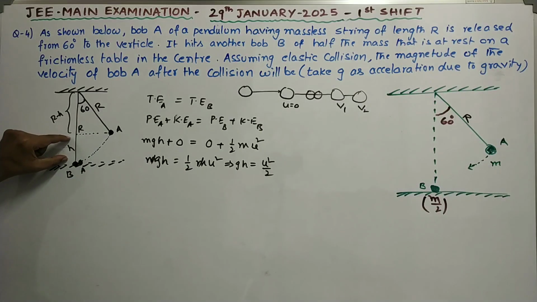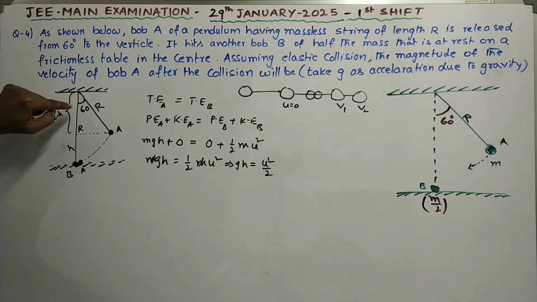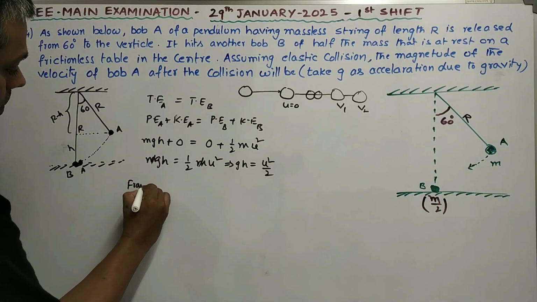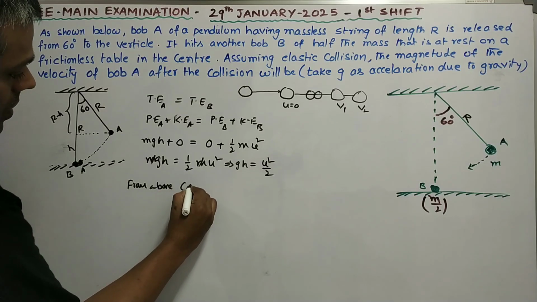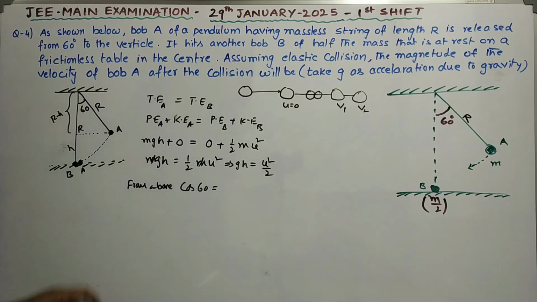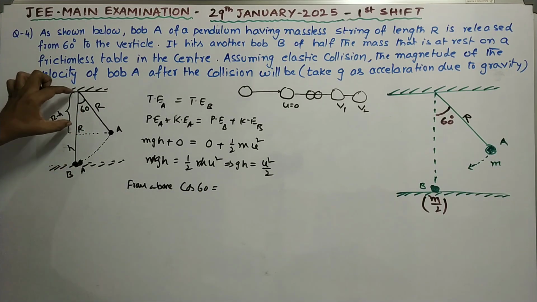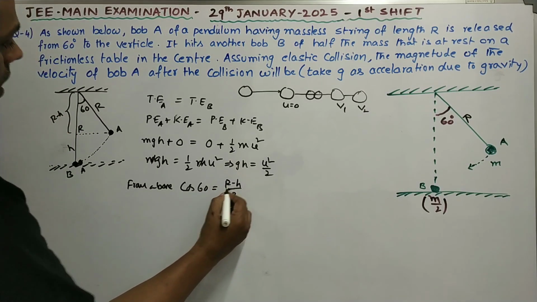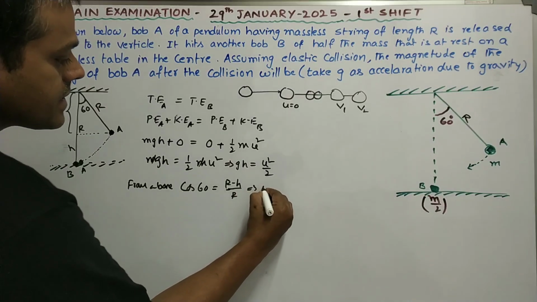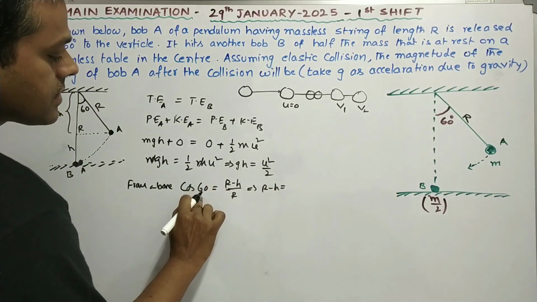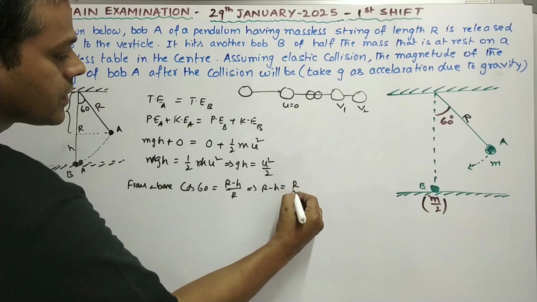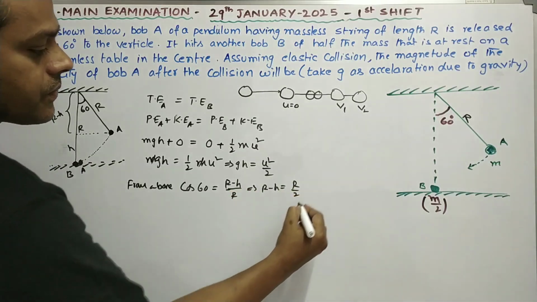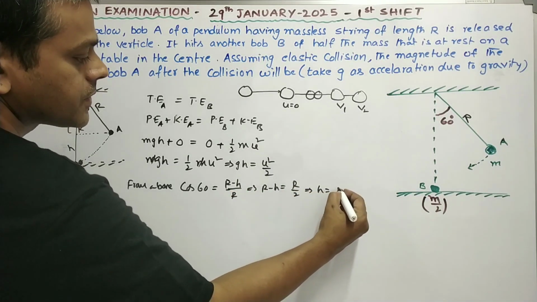So for calculating this h value, you can use this right angle triangle. So this is R minus h, the adjacent side. So you can take cos theta, from above cos 60, is equal to adjacent by hypotenuse. That means R minus h by hypotenuse R. That implies R minus h is equal to R times cos 60, which is 1 by 2, so R by 2.